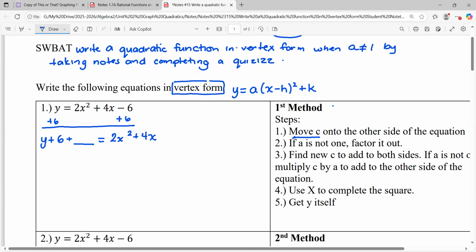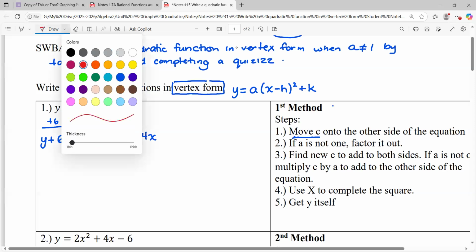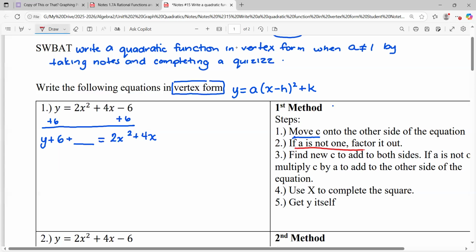In order to complete the square, a must be equal to 1. Last time we divided everything by 2, and you can divide everything by 2 as long as what you do to one side, you do to the other side. But we're going to do a new way, which is called factoring it out. So we're not going to divide. If a is not 1, factor it out. I want to get rid of that a. We divide by 2, but if I'm not going to do it on the other side, we're going to factor it out. It means we're going to pull it out of there.